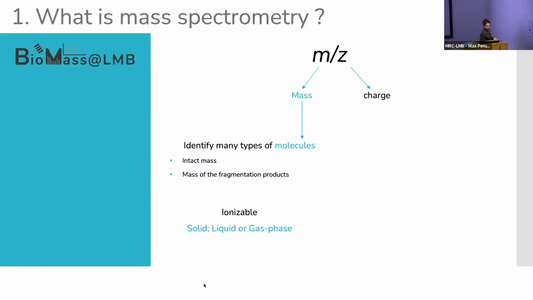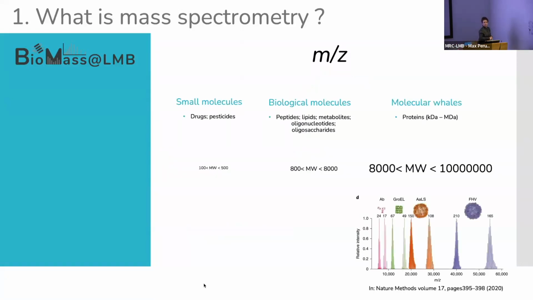In terms of what we can analyze, as I said in the beginning, it needs to be an ion. It could be in the solid state, depending on the ionization source, and we'll speak a little bit about this later on. It can be in a liquid and in the gas phase. And in terms of size, we can measure very small things, such as drugs and metabolites, up to what we could potentially call molecular whales, because they are really, really big. And some mass specs can actually measure the mass of things as big as virus capsids. So it's extremely big, as you can see.